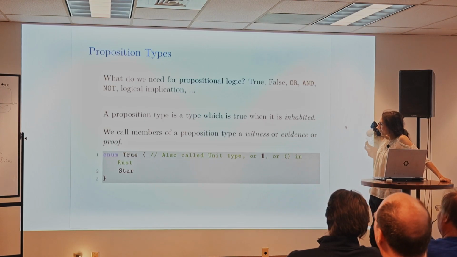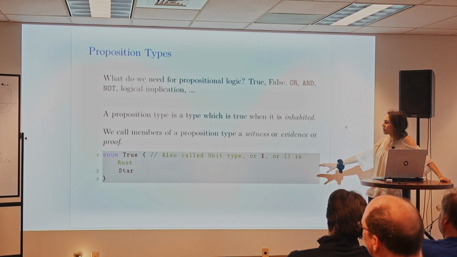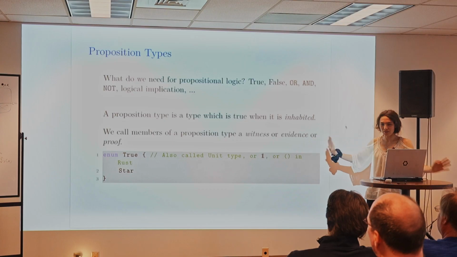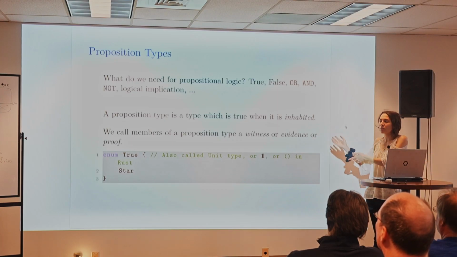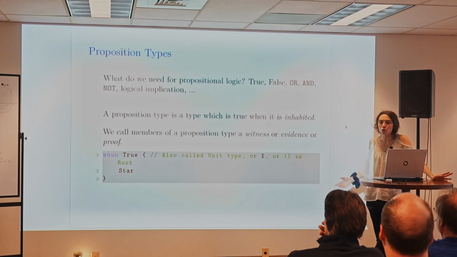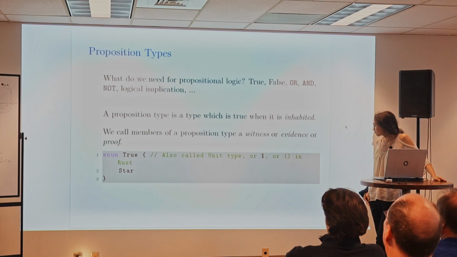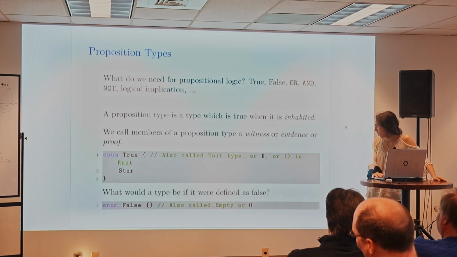Okay, so here's our true type. Our true type is literally just an enum with one constructor, and it's true, right? You could do the same thing with the alphabetic type we had earlier, right? Alphabetic is just true 26 times. Okay, and our false type is just the empty type.